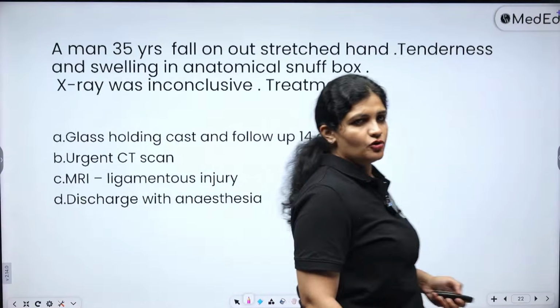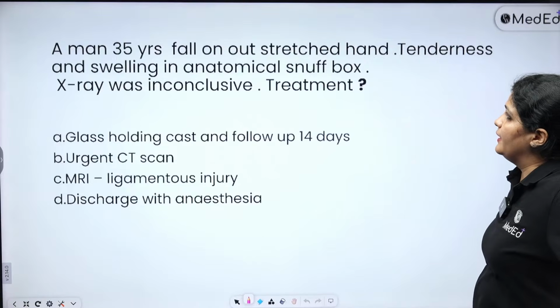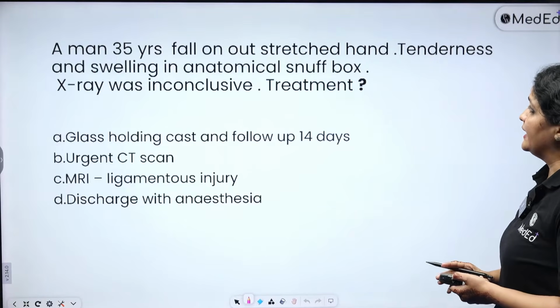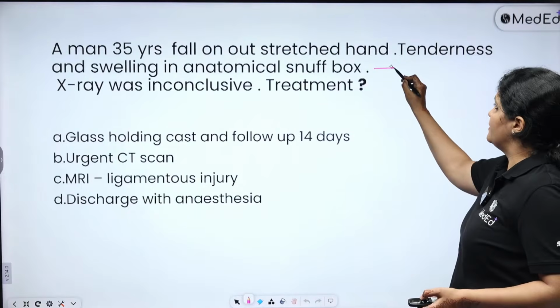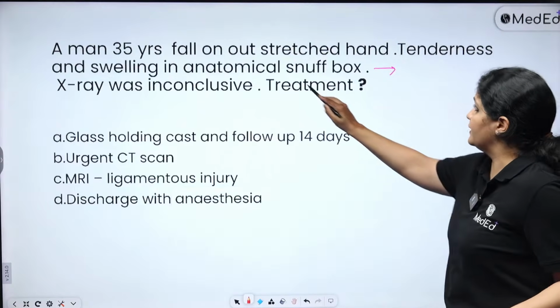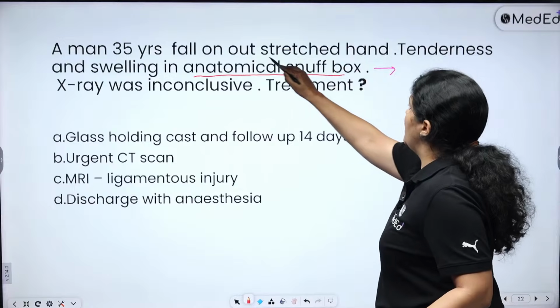And next, one more trauma case. A 35-year-old male falls on the outstretched hand, with tenderness and swelling in the anatomical snuff box. Whichever things they are telling, these are some important keywords. Whenever they are talking about the anatomical snuff box in a patient with an outstretched hand.